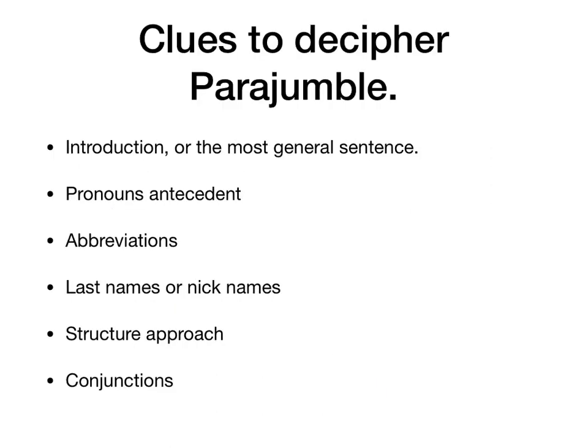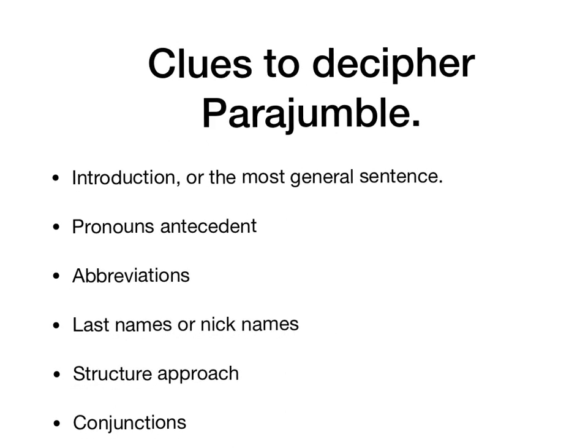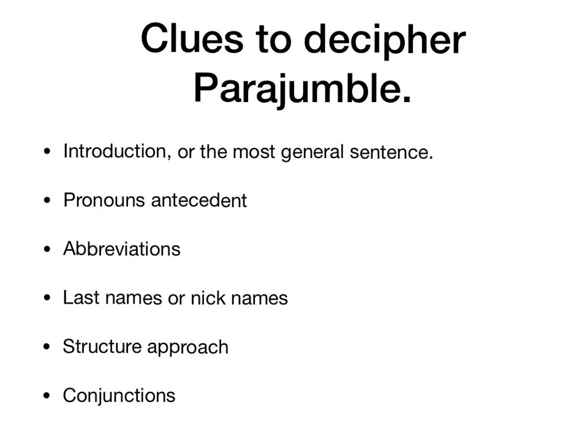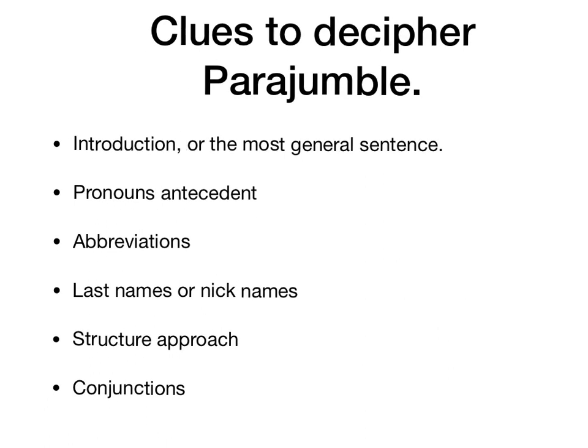Now guys, let's talk about things which can help me solve a parajumble, or clues to decipher a parajumble. The first thing is the introduction or the most general sentence. Remember that whenever you read 4 or 5 lines, ask yourself what the topic is, and based on that, what is the perfect introduction or the most general sentence. You should know what a pronoun is. A pronoun is a word or a group of words used in place of a noun or another pronoun.